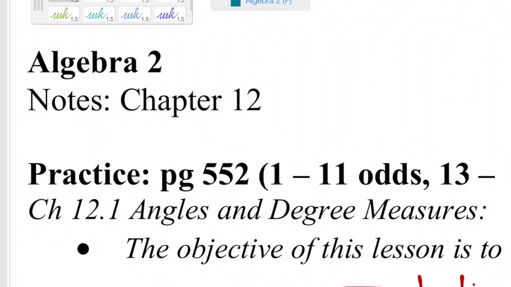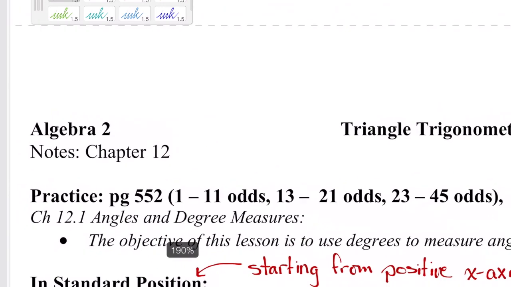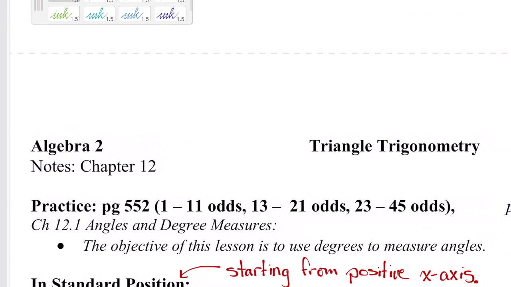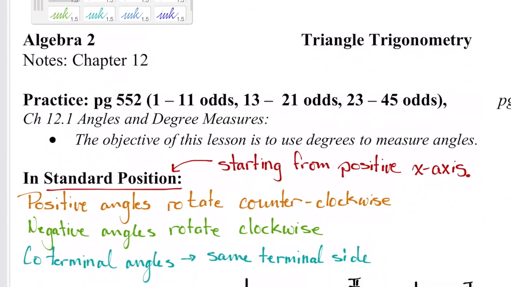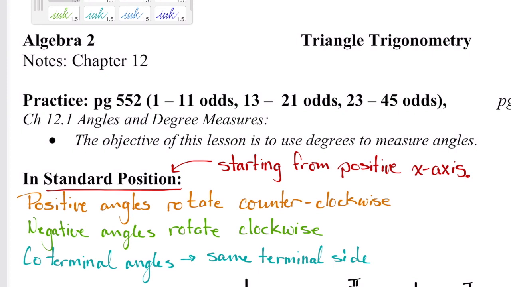Hey everyone, it's Miss Lloyd, and we are going to be looking at 12.1 for my students, angles and degree measures. So this is the start of our chapter on triangle trigonometry. We're going to be diving into trig using triangles that we've learned about in geometry and in our past. Today we're going to start with what are angles, what are degree measures, how do we find all of those things.